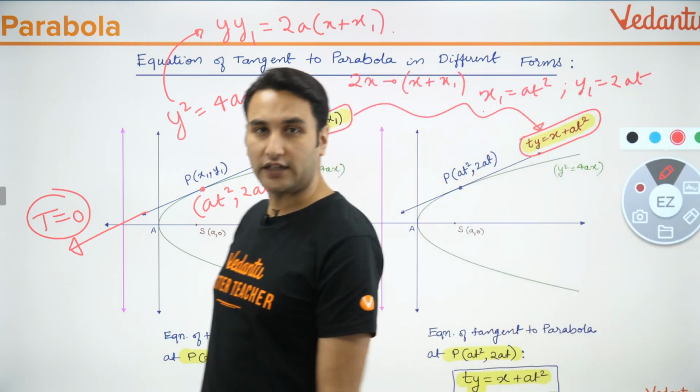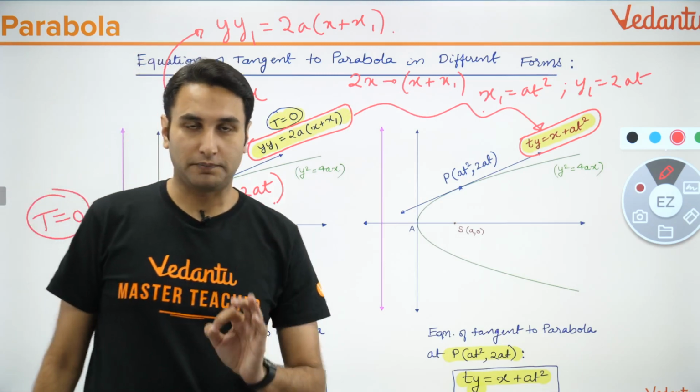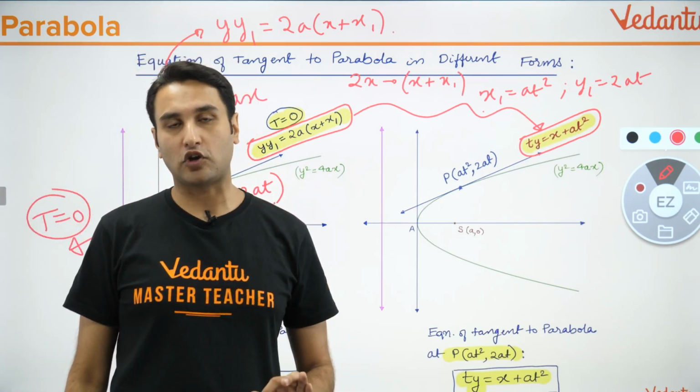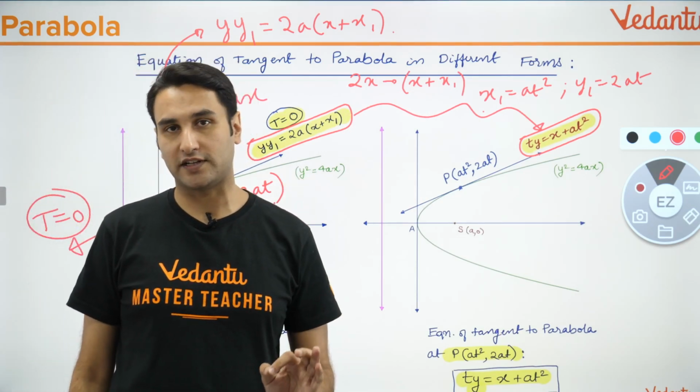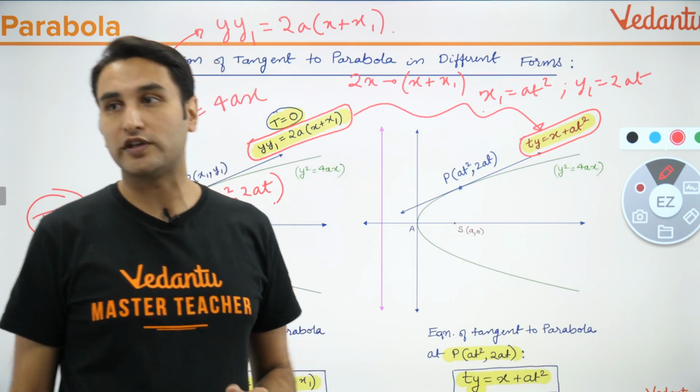Equation of the tangent to the parabola at the point (at², 2at) is ty = x + at². बच्चों क्या होता है? ty = x + at².